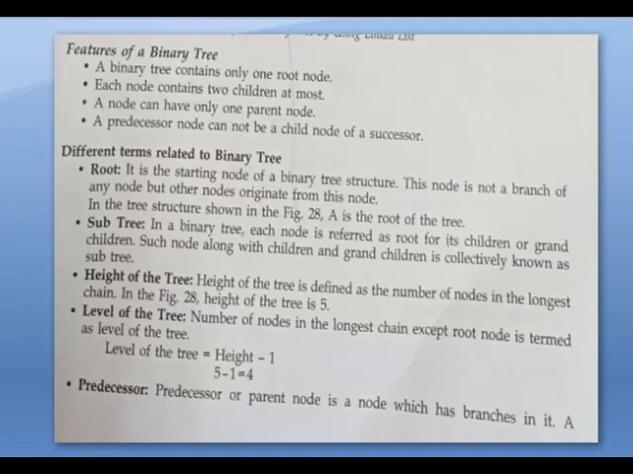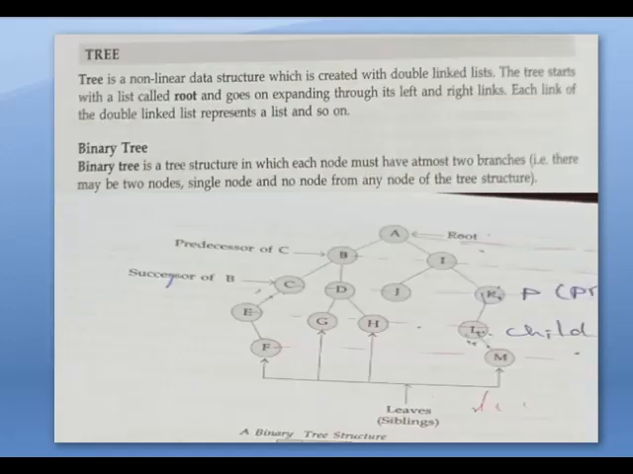This is 1, the first node. This is the second node, 2. And this is the third stage, 3. And this is the fourth stage, that is 4. And this is the fifth. So this is called the height of the tree.